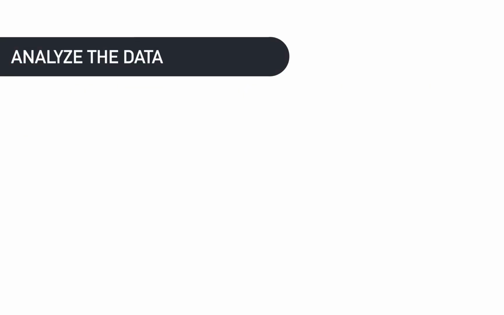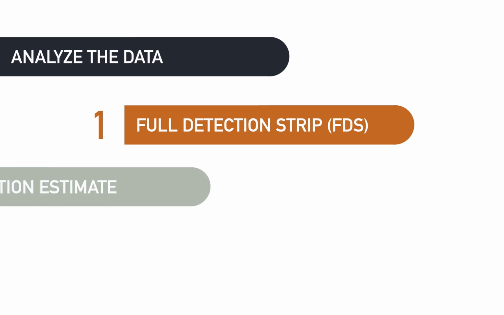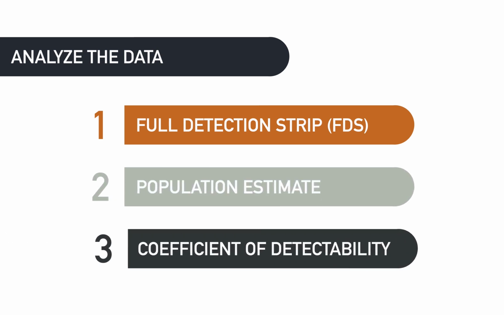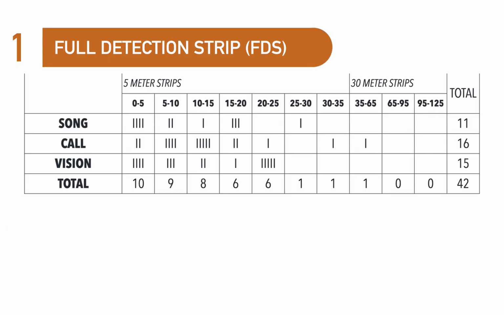You've got the data. Now it's time to analyze it. This can be very difficult the first time, or even the second time. Thus, be sure to use the practice problems in the resources module and reference this video later to ensure that you are performing them correctly. Each collection will require 3 calculations: the full detection strip, population estimate, and our coefficient of detectability. The full detection strip serves as an adjustment to the data due to the difficulty of detecting birds in the field. Here is an example of a completed collection table.